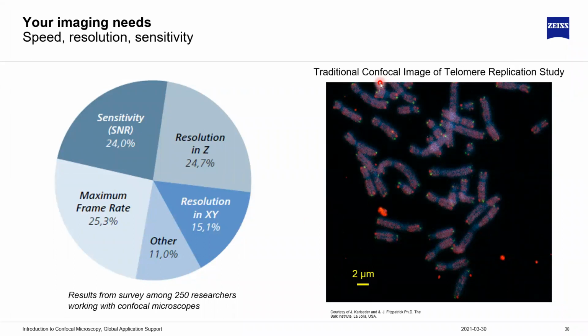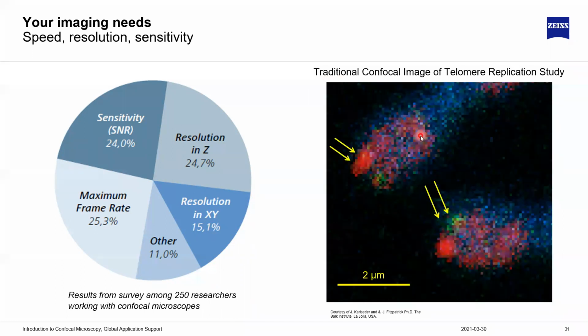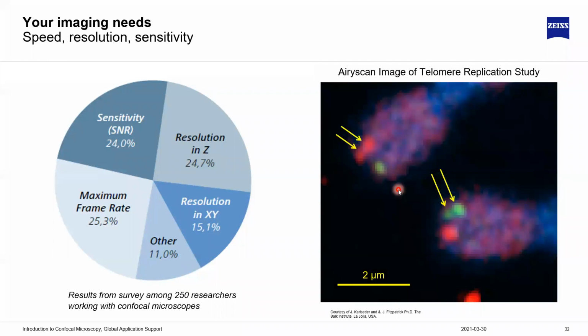So this was the example from one of the customers who are studying the telomere replication. And if we zoom into these telomere regions, with a typical confocal microscope, you don't really see what's going on in this region. Using the Airyscan detection, they were actually able to see the details of the tips of these telomeres, as seen as 2 points actually, compared to the previous image.